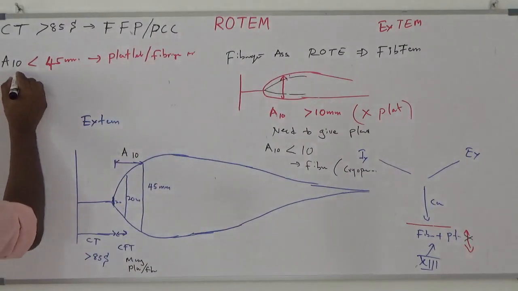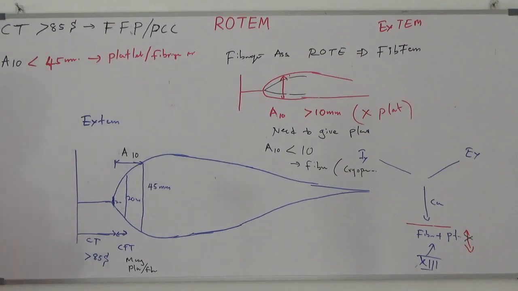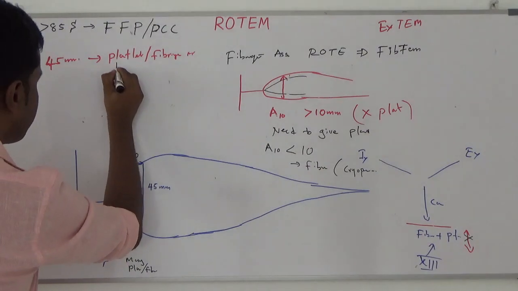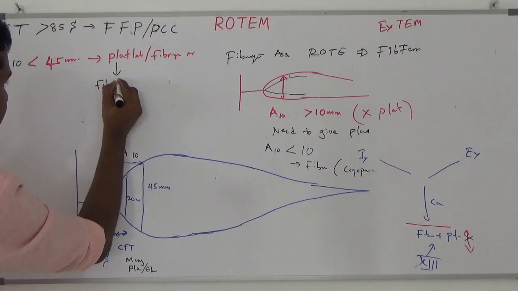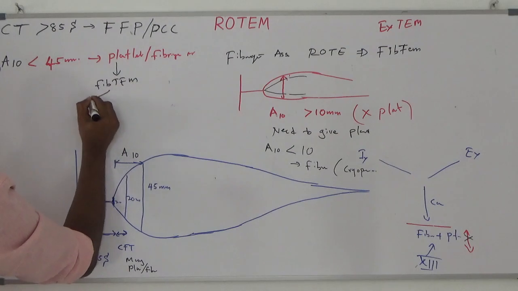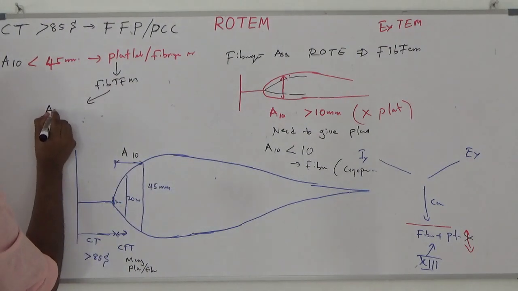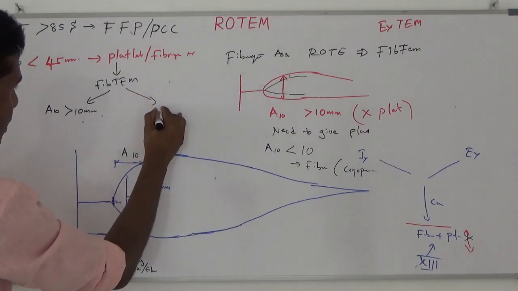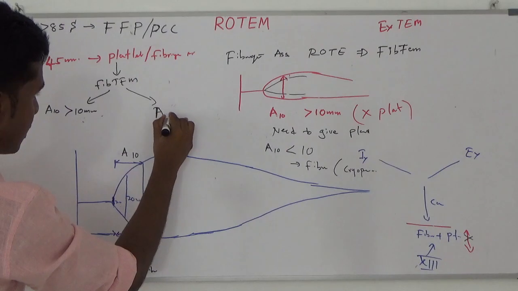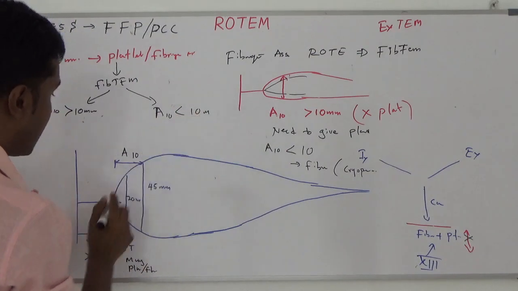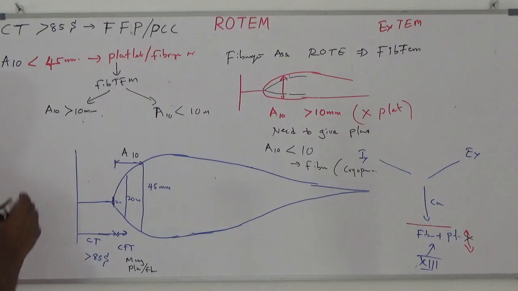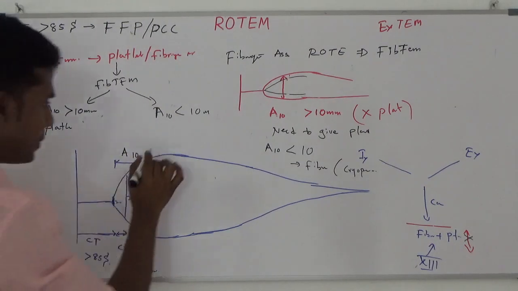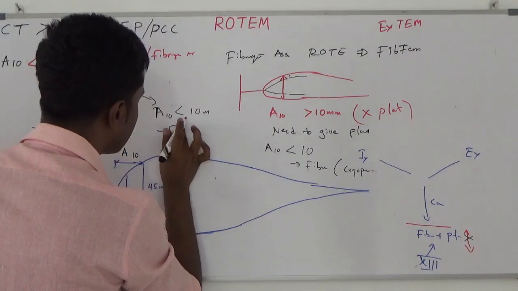So if you find a patient with A10 more than 45, what you have to do is run FIBTEM. Then look whether A10 is more than 10 millimeter or not. If it is more than 10 millimeter, you have to give platelet. If it is less than 10 millimeter, you have to give cryoprecipitate.